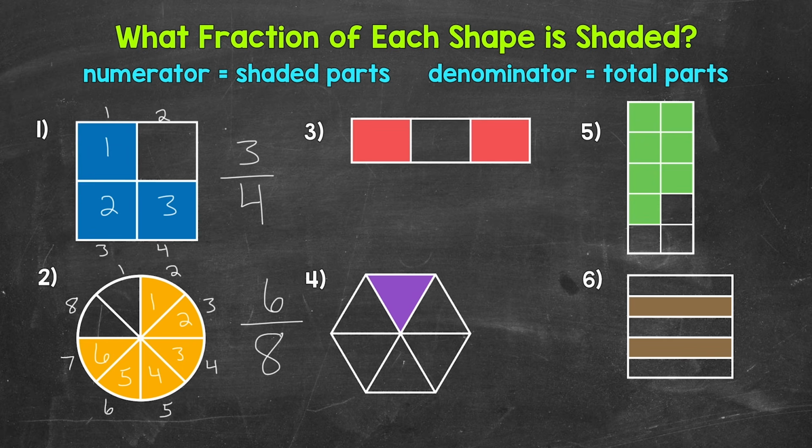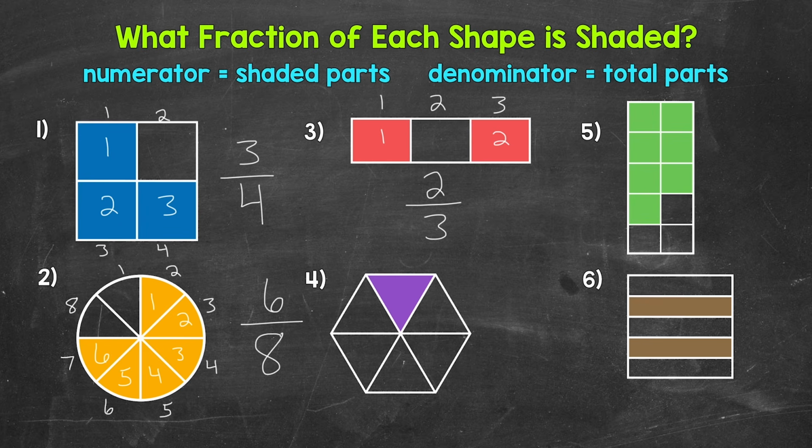Moving on to number 3, let's start with the denominator again. So how many total equal parts has this whole rectangle been divided into? 1, 2, 3. So 3 is our denominator. Now we need the numerator. So how many equal parts are shaded? 1, 2. So 2 is our numerator. 2 out of 3 parts are shaded. Our fraction, 2 over 3, which we say 2/3.